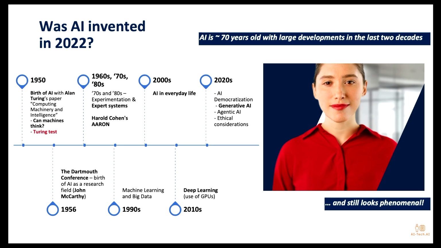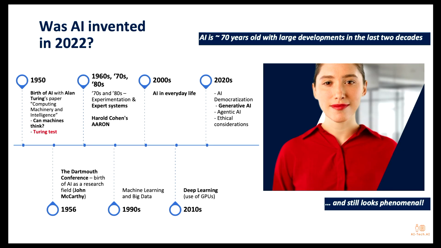The birth of the term AI and of the field of AI research was in 1956 at the Dartmouth conference organized by John McCarthy. Then in the 60s, 70s, and 80s, we had a lot of experimentation and development of AI, with the flourishing of what are called expert systems, which are mainly based on heuristics. In the 90s, we had a lot of machine learning development, black box algorithms, and we started using the term big data. It was the flourishing of big data.